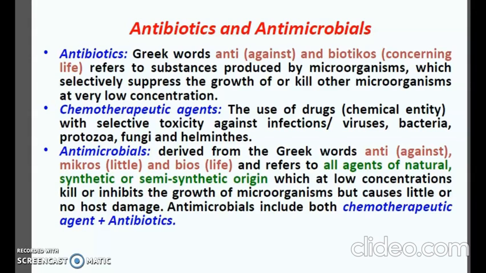And coming to the term antimicrobials. It refers to all the agents of natural, synthetic or semi-synthetic origin which at low concentrations kill or inhibit the growth of microorganisms but cause little or no host damage. Antimicrobials include both chemotherapeutic agents plus antibiotics.